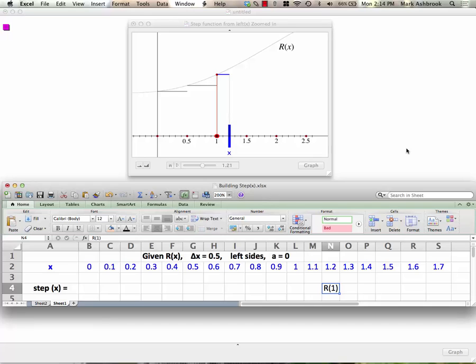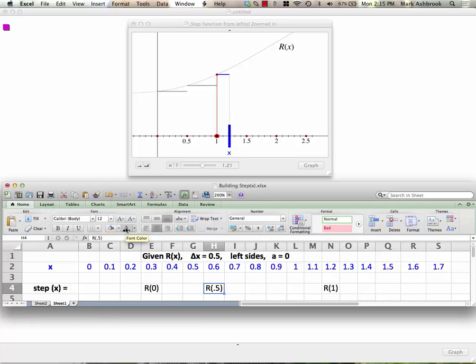We want at 1.2, this value of the step rate is going to be the value of the rate at the left side of the interval. And how do we represent that? R of 1. Okay. So what is step of 0.3? Step of 0.3. Oh, it's so easy now, right? And what's step of 0.6? Does this make sense?